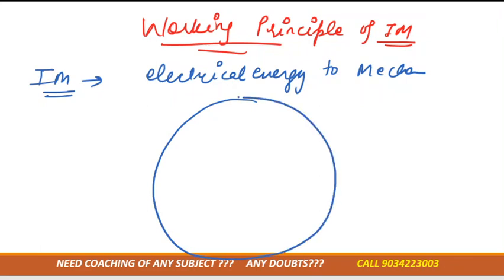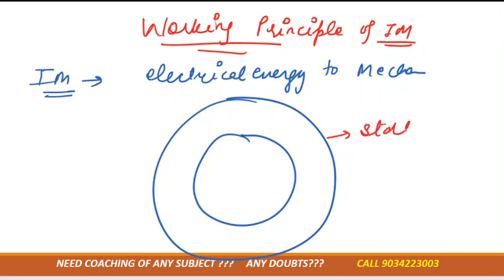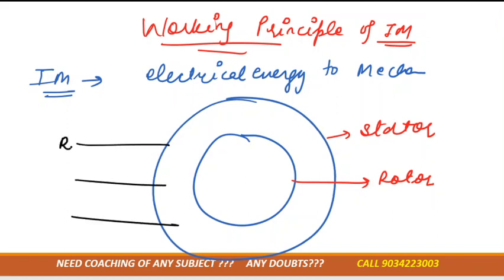So see how it actually works. You know that in every machine we are having two parts. One is the stator. Stator is the stationary part, and another one is the rotor. Rotor is the rotating part, right? And if it is a three phase induction motor, we are giving three phase supply. One supply is R, another supply is Y, another supply is B. Okay, this is for the three phase induction motor. Clear? Up to here it's clear.